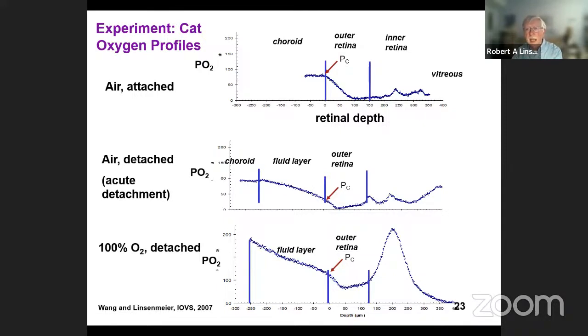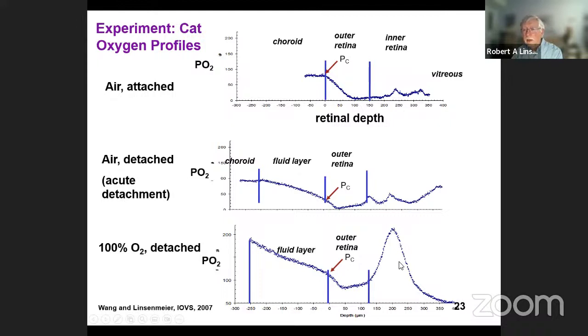So these are profiles from a cat where we've made a measurement in the attached retina, and then we detached the retina by injecting fluid under the retina so that the detachment's a couple hundred microns thick. And now there's a fluid layer under the retina. Choroidal PO2 is much lower than it was in the attached retina, but here the animal is still breathing air. Then if we give the animal oxygen to breathe, PO2 goes way up in the choroid, goes up through the whole fluid layer, and the choroidal PO2 is higher as well.